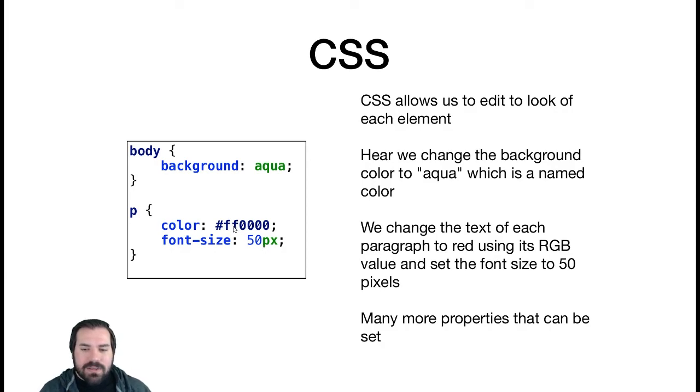Those RGB values are from 1 to 255. So these are multiplied. These are the four least significant bits, and these are the four most significant bits. And then they're concatenated together to form one byte of information.